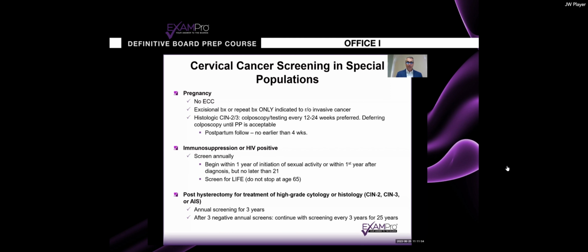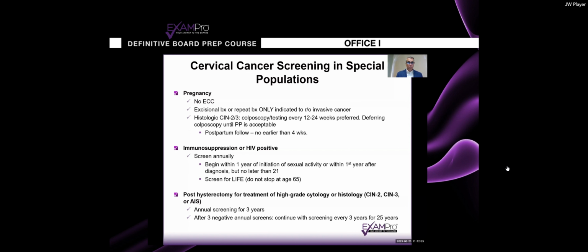When we do start, and that's because the risk of cervical cancer before age 21 is effectively almost zero. So again, rather than starting within a year of the initiation of sexual activity, more and more the recommendation is start at age 21. When we do start screening these patients, we start with cytology only, and the first 3 screens are done annually. And then if they're all negative, we would repeat screening every 3 years.